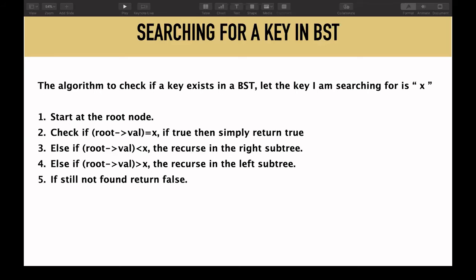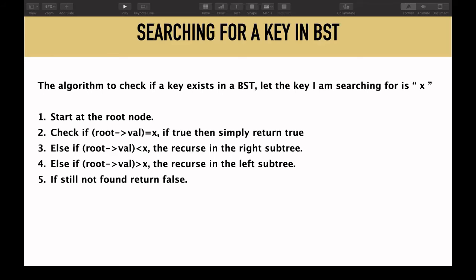Else, if the value at the root node is lesser than x, then you recurse in the right subtree. Let us say x has a value 10 and the value at my root is 5. Can I ever find 10 in the left subtree of 5? I can never, because the left subtree of 5 is only going to contain nodes which are lesser than 5. That's why I recurse in the right subtree. And if x is lesser than the root node, I should go to the left subtree and try to search there.